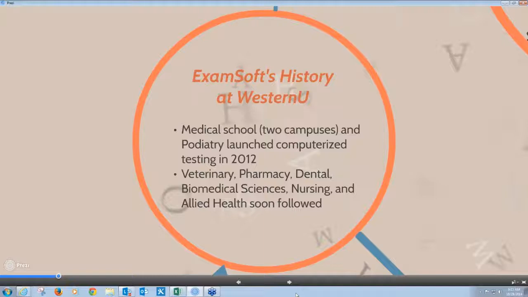So we soon began to sense that in the future, it felt like we had too many hands in the cookie jar, so to speak. So we decided that the best solution for us was to have podiatry and COMP, or the College of Osteopathic Medicine, split off into their own databases. Just like vet med, pharmacy, nursing, they all soon followed. And within the span of 2 years, nearly every college at Western U was starting their own experience with computerized testing, albeit we all started at different times.